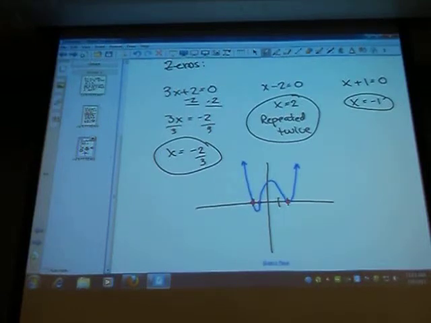Because it was repeated twice, we know it's only going to touch the axis, not cross through it. That's what that tells you. So when you say the multiplicity is odd, like x equals negative 2/3, which is repeated an uneven amount of times because it's 1, we know it's going to cross through instead of just touching the x-axis there. You've got to have it repeated twice to just touch.